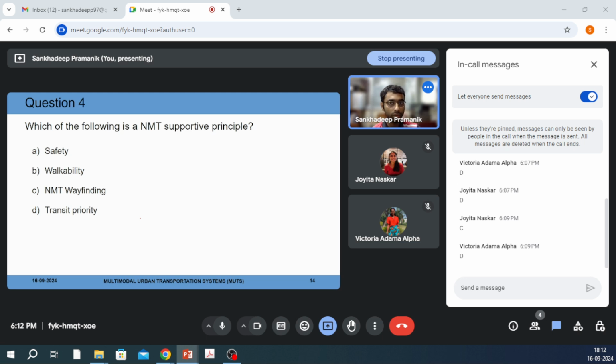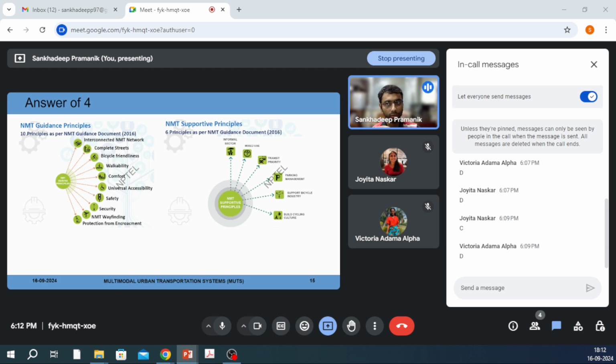So there are 10 main guiding principles and 6 supporting principles. Guiding principles are the main things that need to be there, and supporting principles are additional, showing how it improves or how it can be sustained.